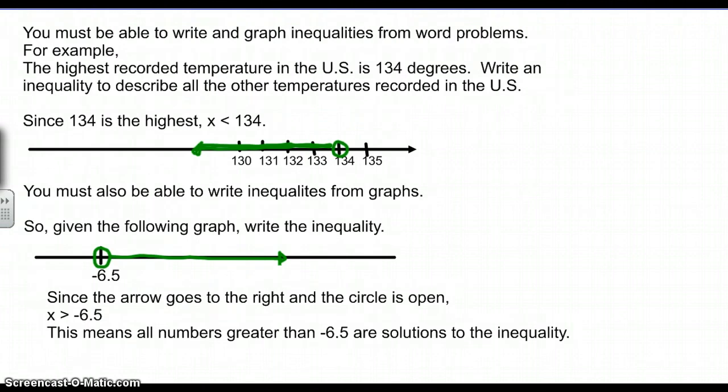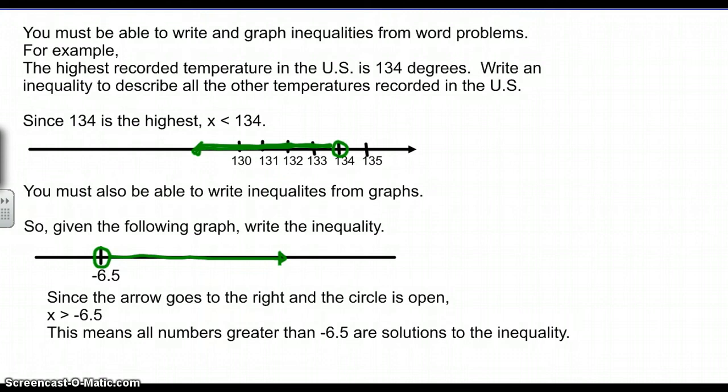You have to be able to write and graph inequalities from simple word problems. For example, if you're told that the highest recorded temperature in the United States is 134 degrees, you have to be able to write an inequality to describe all the other temperatures recorded in the United States. Since 134 degrees is the highest, all other temperatures would be less than 134.